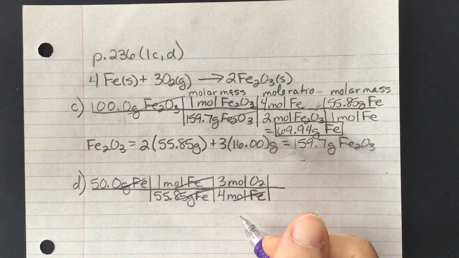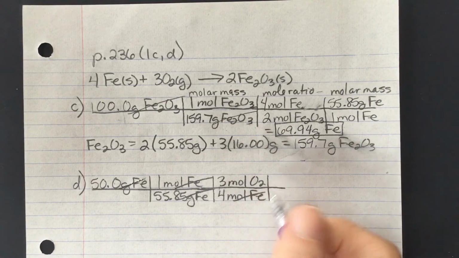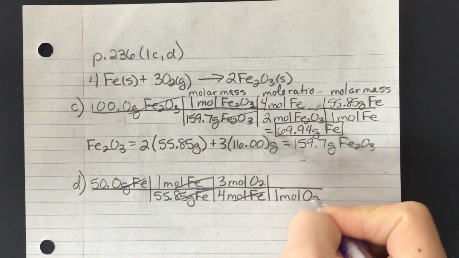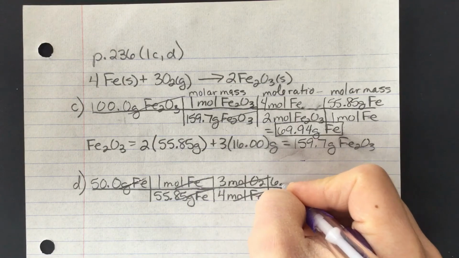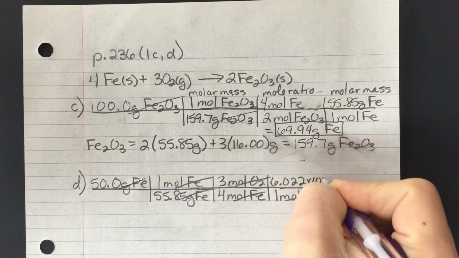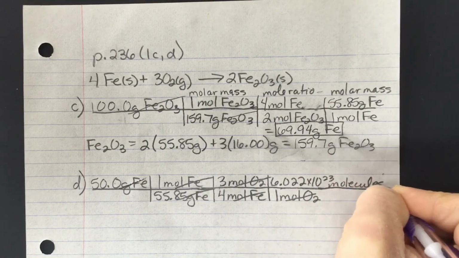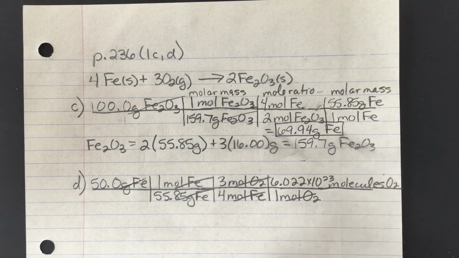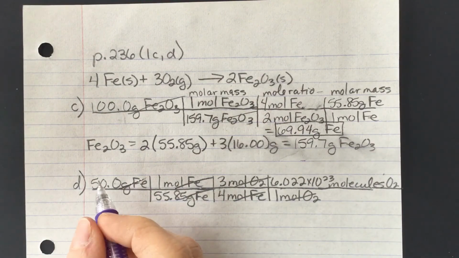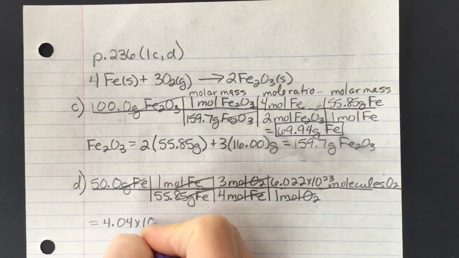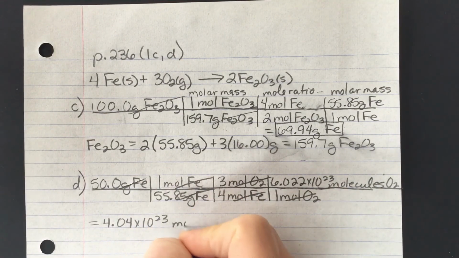Now, they want to know about molecules. So I have to go from moles to molecules. And I know that 1 mole of oxygen contains 6.022 times 10 to the 23rd molecules of oxygen. So when I multiply across the top and divide that by what is on the bottom, I get an answer of 4.04 times 10 to the 23rd molecules of oxygen.